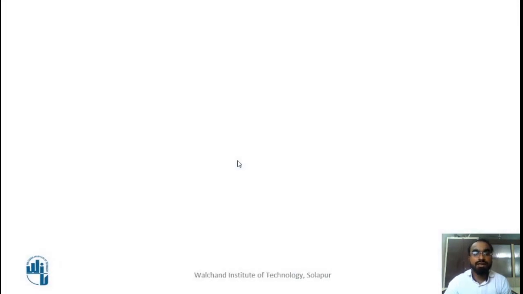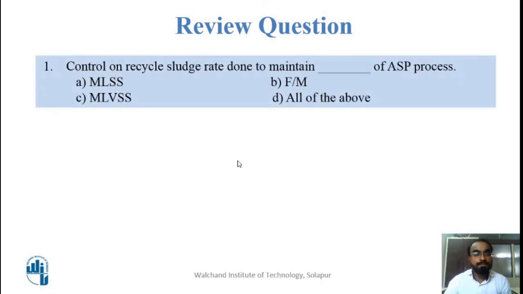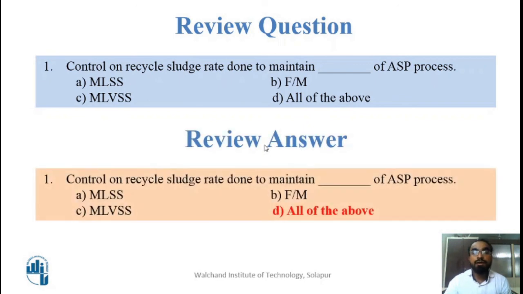So let us have one review question. Control on recycled sludge rate is done basically to maintain dash of ASP: MLSS, FBAM ratio, MLVSS, or all of the above. The correct answer is all of the above. The control on recycle sludge rate, that is indirectly SVI, is to maintain MLSS and indirectly MLVSS and the FBAM ratio also.